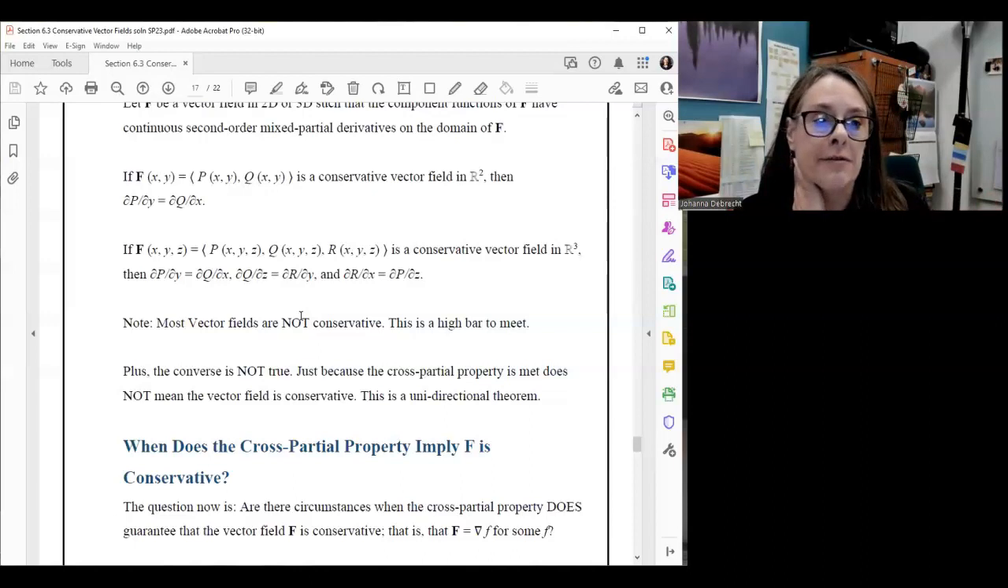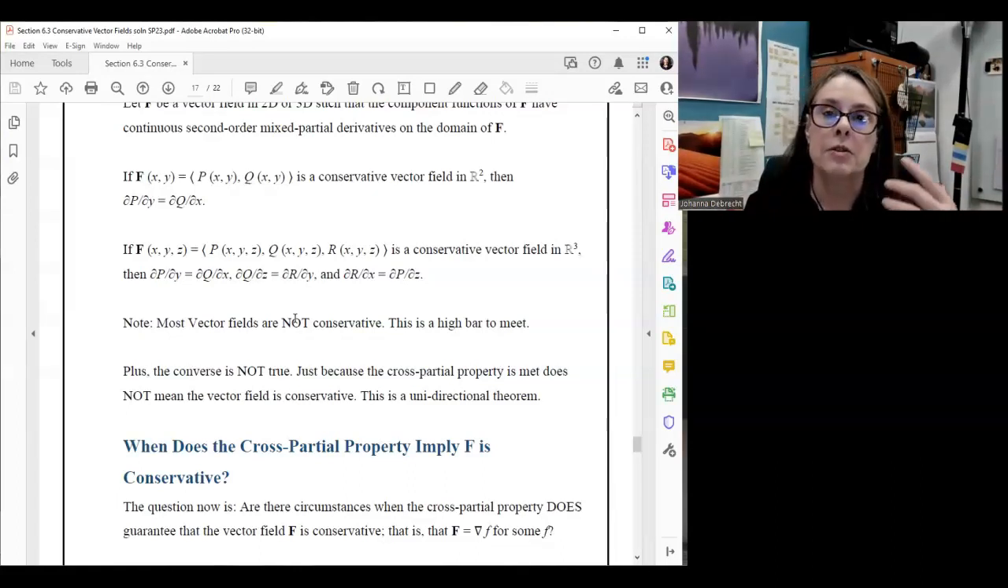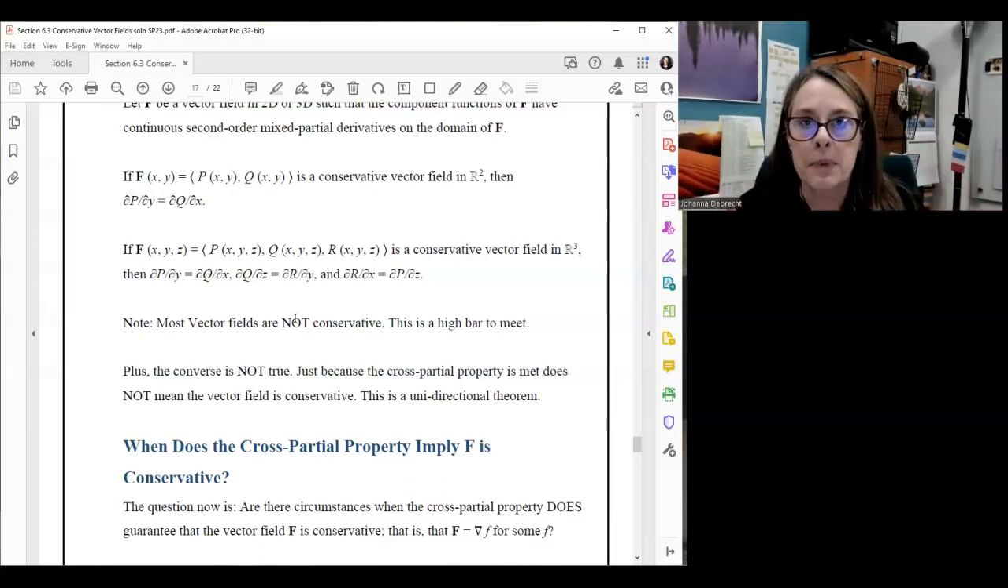So we do that for the three-dimensional case, which basically means that, again, we have to show that the partial of p with respect to y is equal to the partial of q with respect to x. But now that we have this third component, we also need that the partial of q with respect to z is equal to the partial of r, third component, with respect to y, and that the partial of r with respect to x, bringing it back around to the front, is equal to the partial of p with respect to z, bringing it back around to the end. In other words, all of our mixed partials are equal to each other.